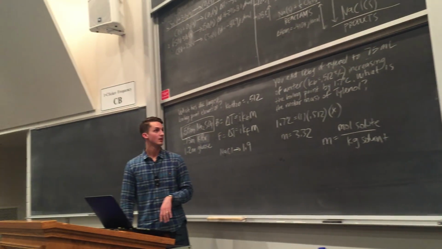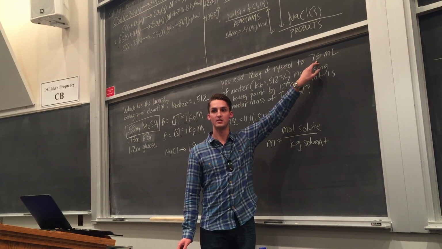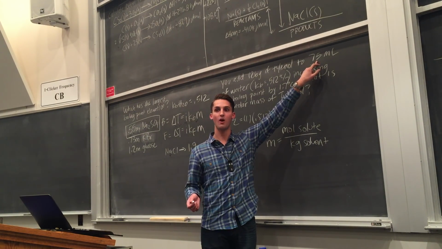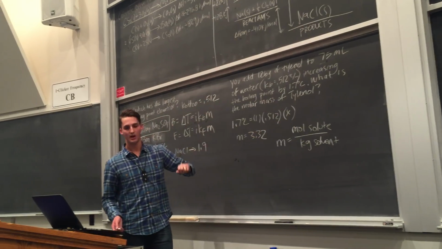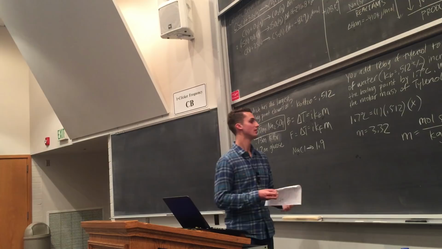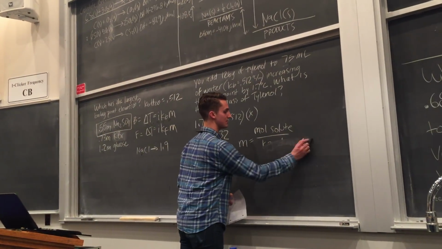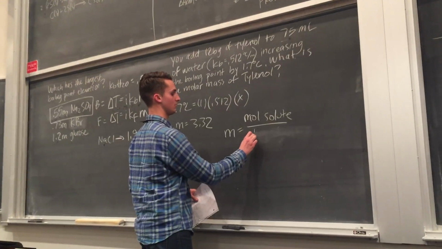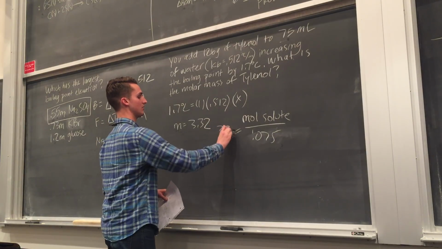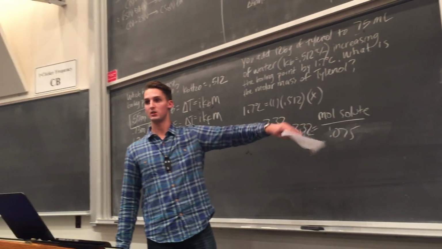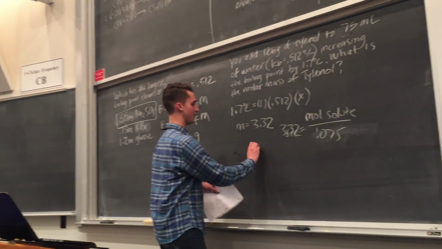So, the next thing I have to do is convert my solvent, which is in milliliters. It's water. I know the density of water, so I can find it in kilograms. Converting milliliters to kilograms with your dimensional analysis, you're going to get 0.075 kilograms. And this molality we solved for was 3.32. So now you solve for moles of solute. When you do that, you should get 0.294 moles.